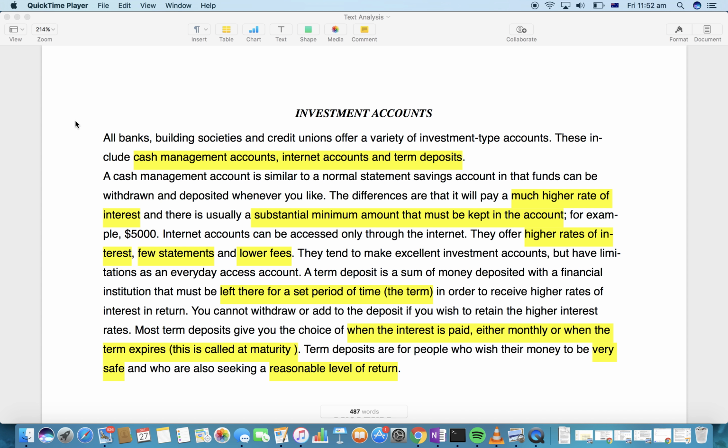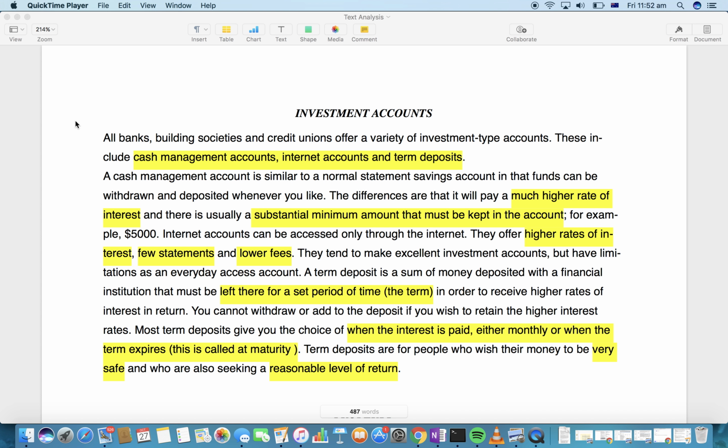But the bulk of what I've highlighted here is features of each, because they're obviously listed down as we go. The first is related to a cash management account, usually a much higher rate of interest. I thought that was of note, and a substantial minimum amount that must be kept in the account. These are two features of a cash management account.